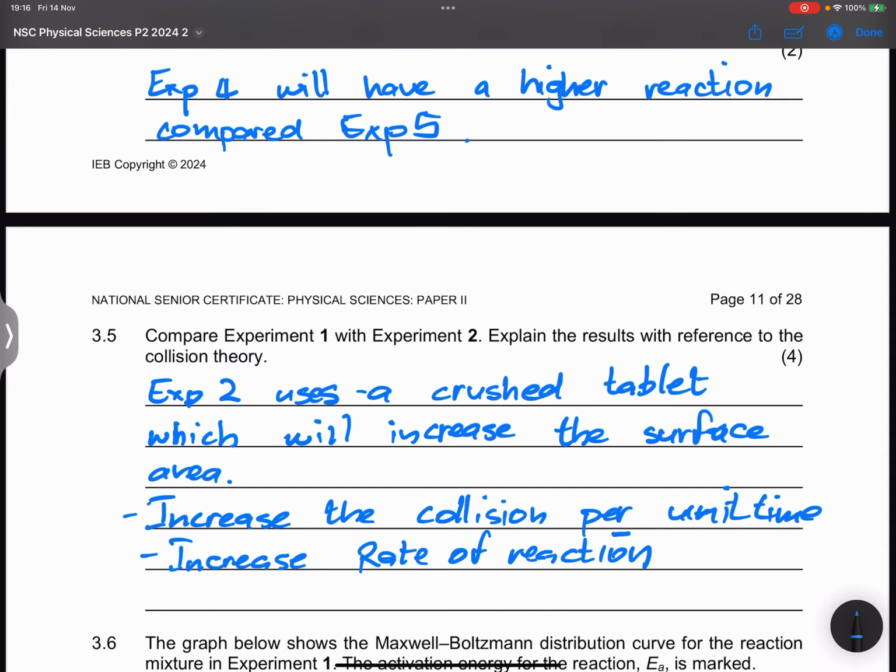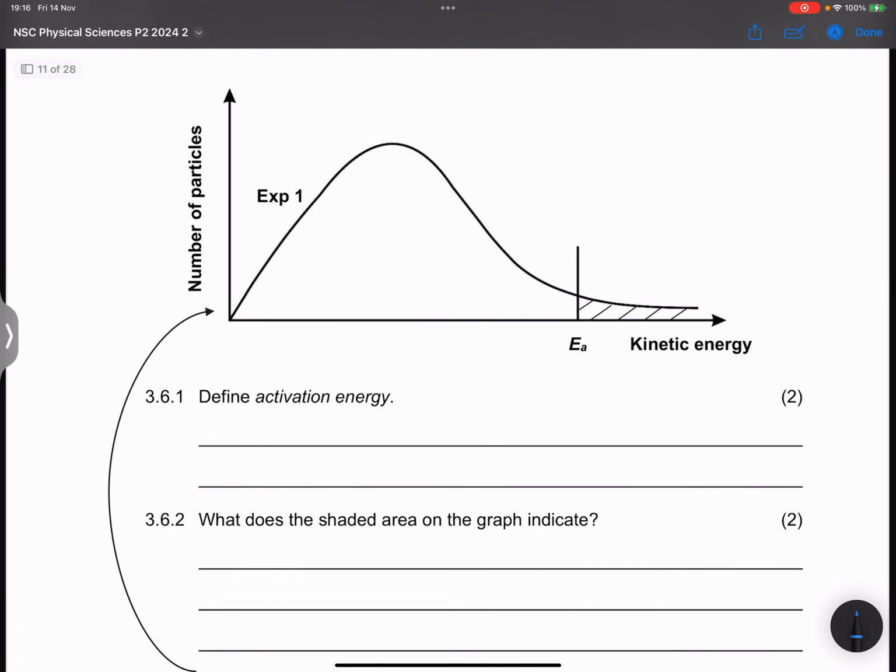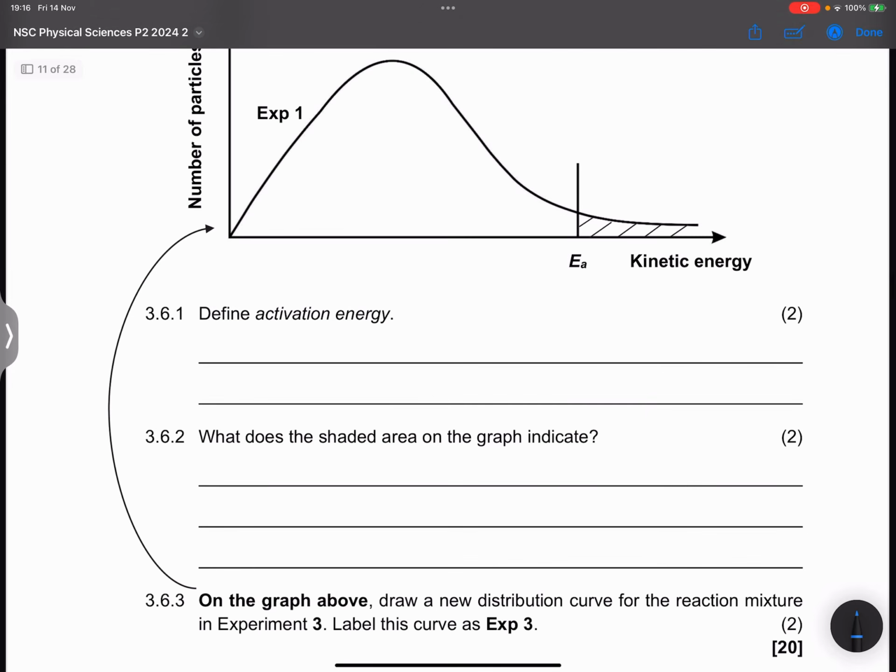You can also simply say the crushed tablet results in an increase in the state of division of the tablet, and that will increase the number of collisions per unit time, and that will increase the number of effective collisions per second. Right, let's go on to the next one very quickly.